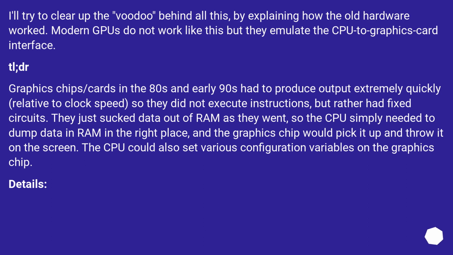I'll try to clear up the voodoo behind all this, by explaining how the old hardware worked. Modern GPUs do not work like this, but they emulate the CPU to graphics card interface. TL;DR: graphics chips/cards in the 80s and early 90s had to produce output extremely quickly, relative to clock speed, so they did not execute instructions, but rather had fixed circuits. They just sucked data out of RAM as they went, so the CPU simply needed to dump data in RAM in the right place, and the graphics chip would pick it up and throw it on the screen. The CPU could also set various configuration variables on the graphics chip. Details.